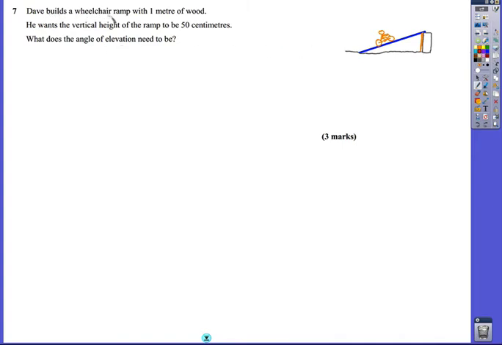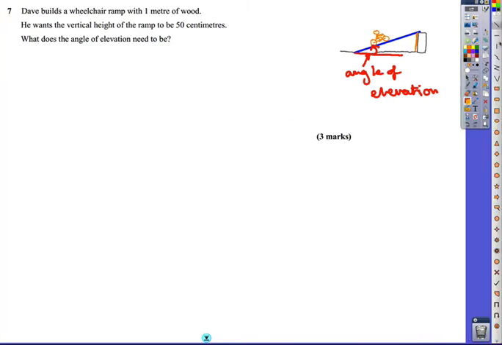Okay, Dave builds a wheelchair ramp with 1 meter of wood. He wants the vertical height of the ramp to be 50 centimeters. What should the angle of elevation be? Okay, so the angle of elevation is from the ground up. So this is going to be our angle of elevation. It's always from the ground and it goes upwards like this. So from the ground to the ramp is the angle of elevation.